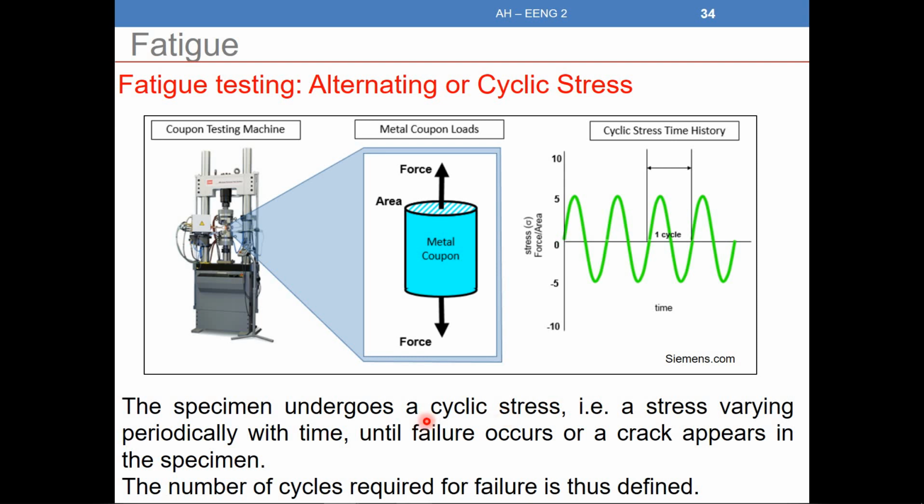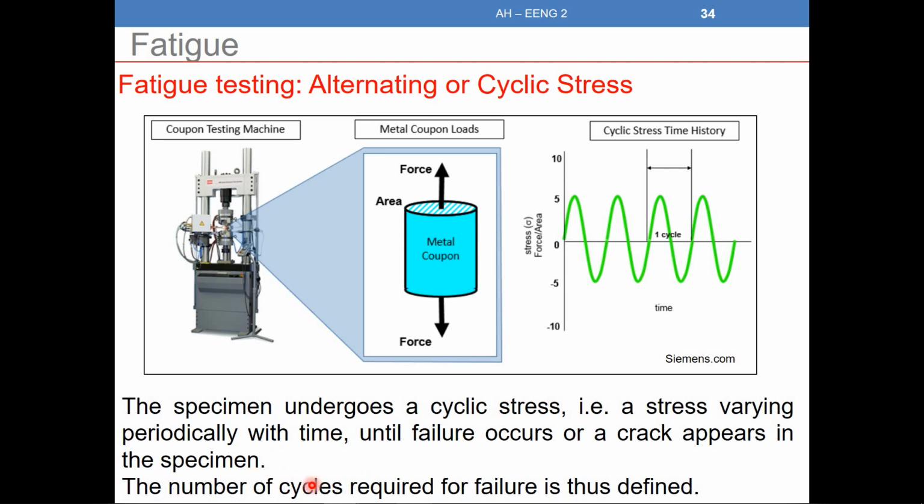Alternating stress, or cyclic stress, is stress varying periodically with time, and we continue this until we have failure. As you can see here, every time we go back to the same point, we call it one cycle. For example, this is one cycle. So we define a stress and start to change it, and when failure occurs, we count the number of cycles. How many cycles did it take before breaking? That's what we calculate. So this is the main parameter here.